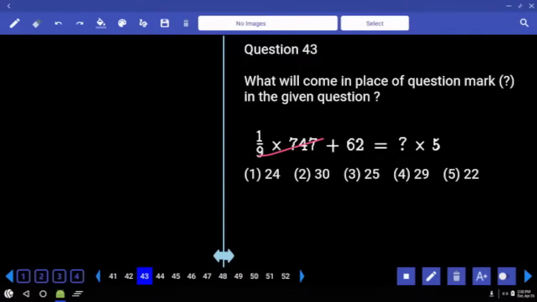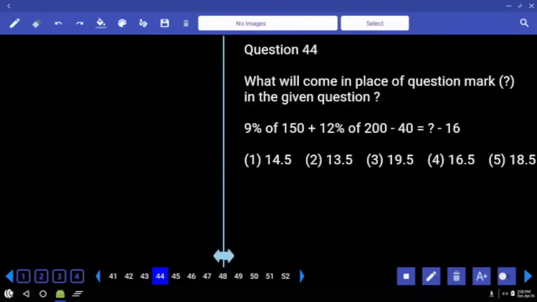9, 8 times, 3 times, total 145, 5 cancellation, 29. 9% of 150, 13.5, 9 into 1.5, 1% value. 12% of 200, 12 into 2, 24.